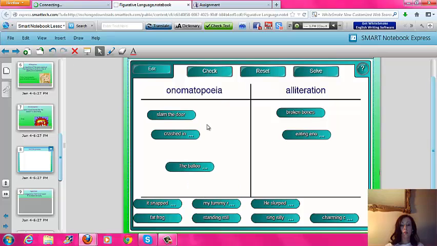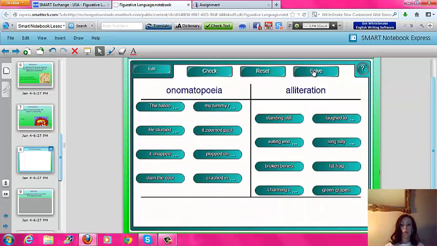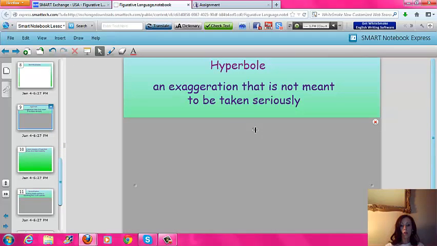crashed, and the balloon. Students can immediately, as they're placing these, just check to see which is right and which is wrong. If it is wrong, they are able to place it, and then you can reset it, or you can solve if you would like to go ahead and just show the students which is which. The next one, hyperbole, same concept, slide with a shade and the definition exposed as well as the word.